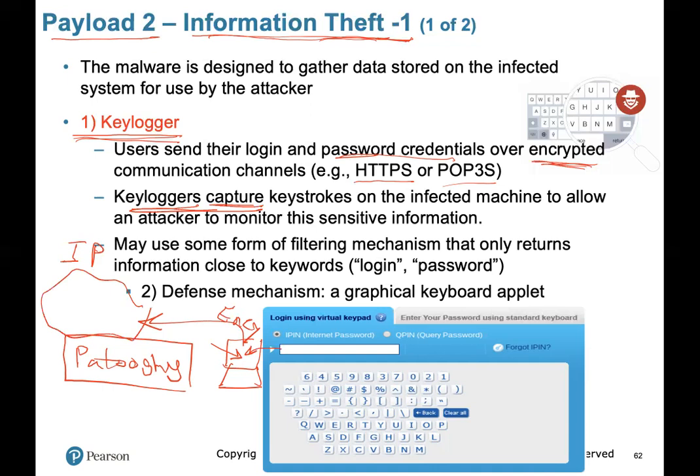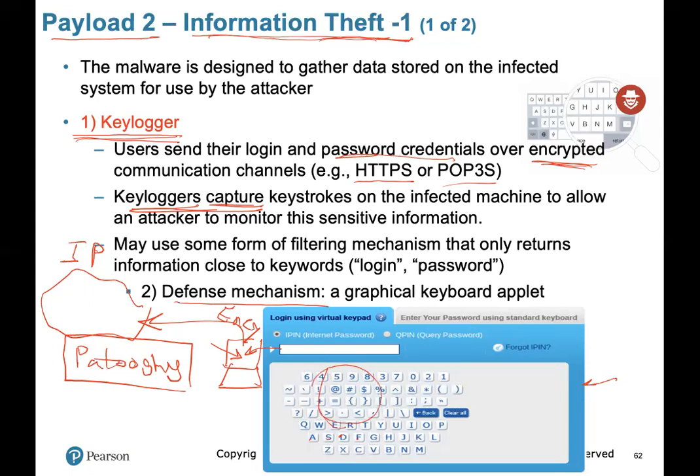So this is one type of payload that tries to steal information, and that's why you may have seen these types of keyboards, which are called graphical keyboards. In graphical keyboards, you don't enter the information using the real keyboard of your computer. A keyboard is shown to you, which is graphical, and you just hit different keys in order to, for example, enter your username and then your password.